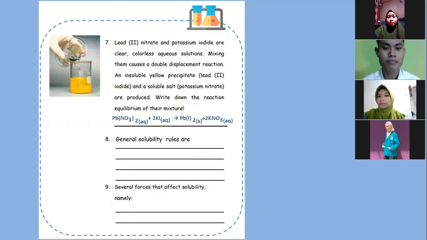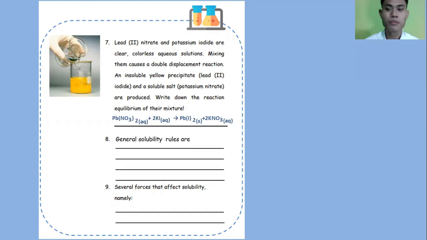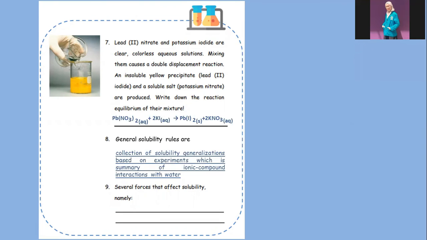Okay, number 8. General solubility rules are blank. So the answer is: general solubility rules are a collection of solubility generalizations based on experiments, which is a summary of ionic compound interactions with water.